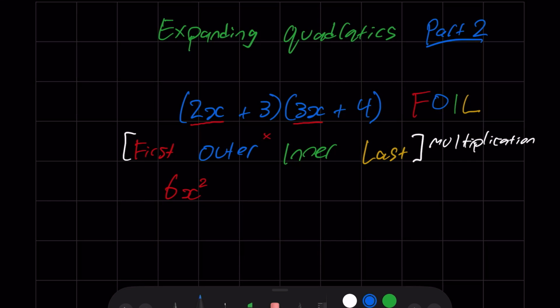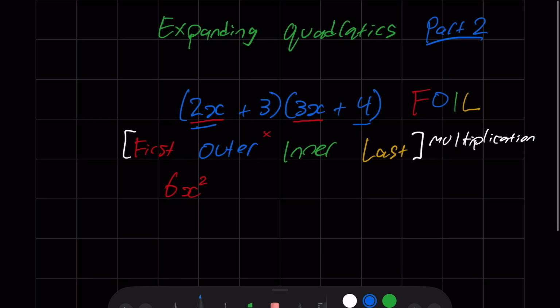So 2x times 3x we write as 6x squared. That is pretty much the only difference. After that, it is basically the same. Our outers, we take 2x over here and we multiply it with 4. Before we only had 1x multiplying with 4. This time we have 2x multiplying with 4, so 2 times 4 is 8, and I write 8x. For our inner, we take our inner term here, which is positive 3, and multiply it with our inner term on the second bracket, which is 3x. Before we just had 1x. Now we have 3x. 3 times 3 is 9, so we write 9x.